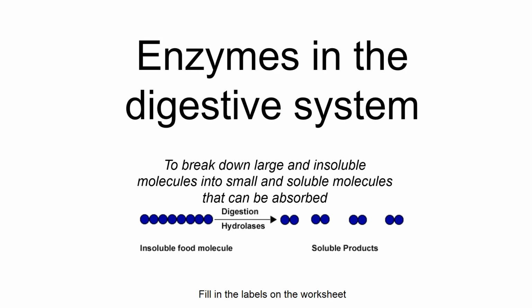Now, there are certain places in the digestive system where the enzymes are located, and you have different enzymes for different types of food groups. You need to know the types of enzymes, the food groups that they act on, and what the food groups are broken down into. In other words, what are the small and soluble molecules.